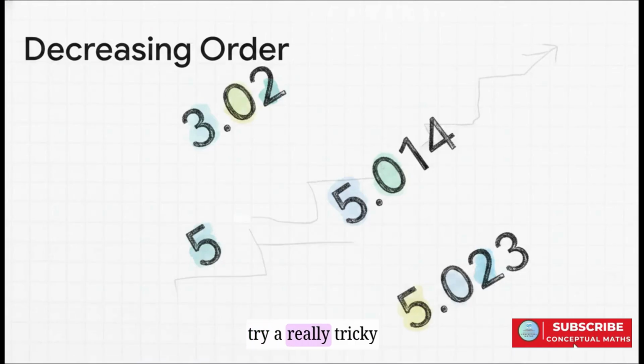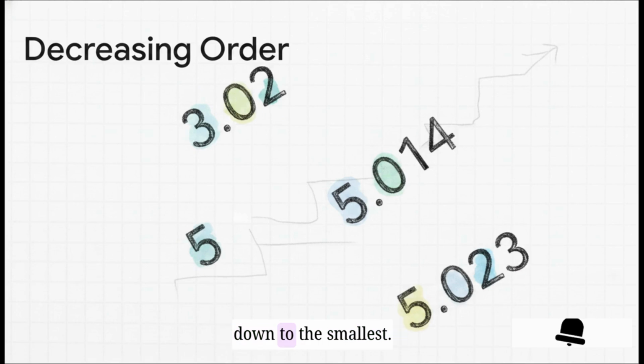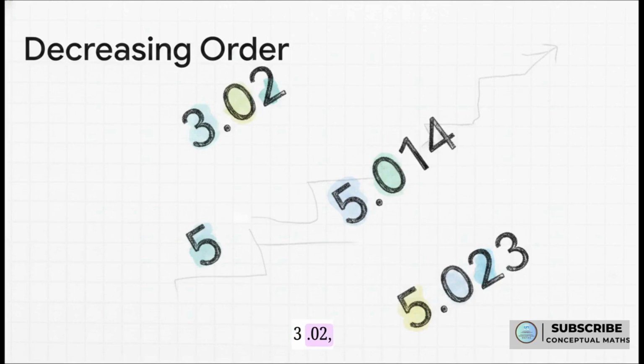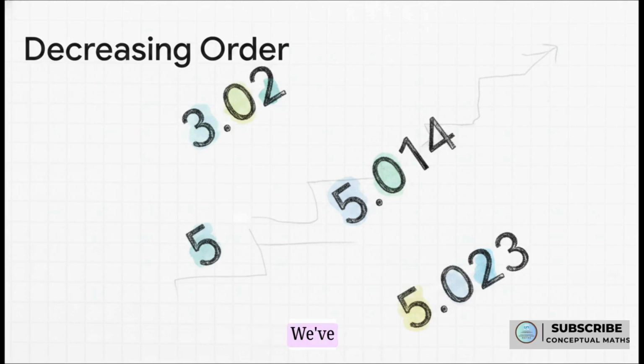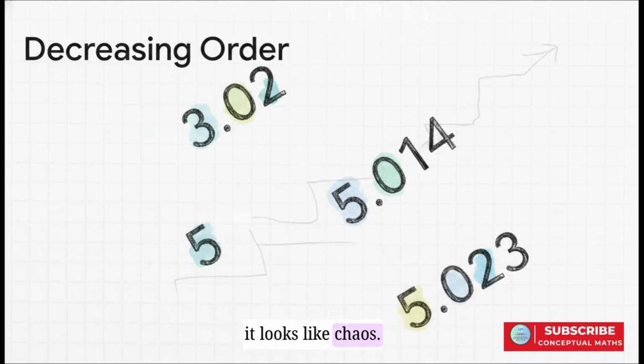Now let's try a really tricky decreasing order problem. Decreasing means going from the absolute largest down to the smallest. Our numbers are 5, 3.02, 5.014, and 5.023. These numbers look completely mismatched in length. We've got a whole number, a number ending in hundredths, and two numbers ending in thousandths. Honestly, it looks like chaos.